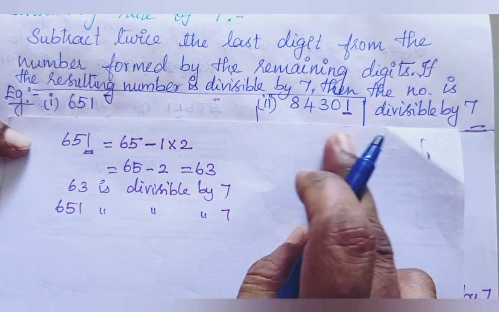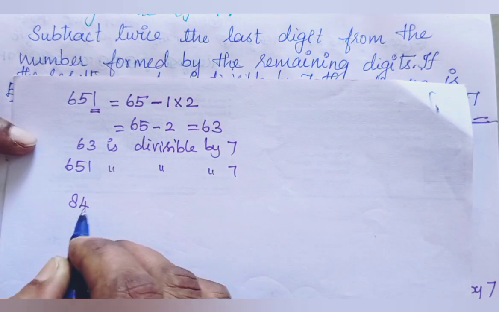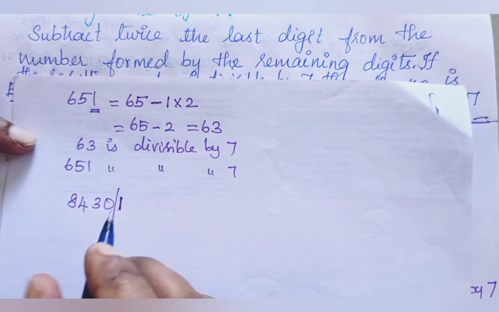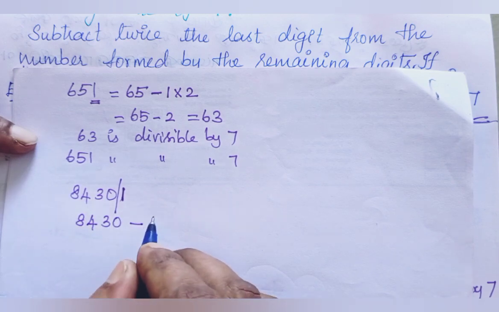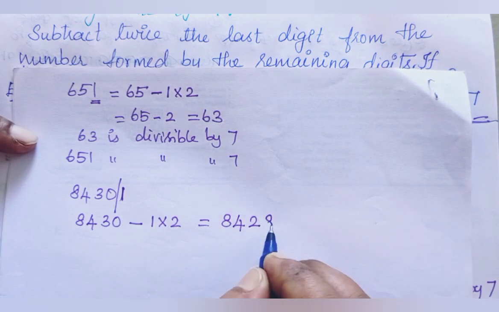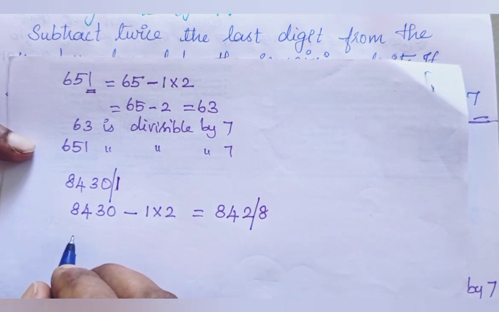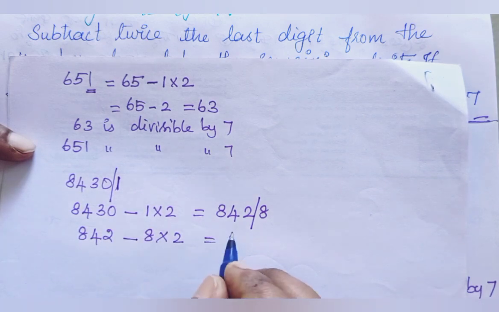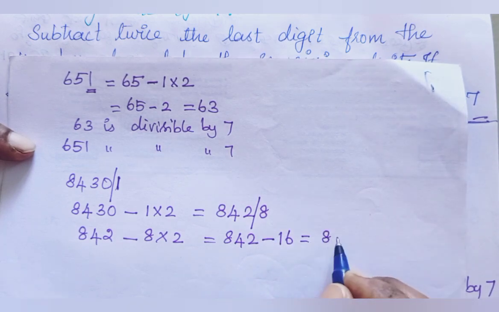Similarly, I am going to check this for 84,301. I am going to remove the units place of that number and multiply it by 2. So, the remaining digits are 8,430 minus 1 into 2. I will get 8,428. Again, I am going to remove the units place of this number and multiply by 2. So, 842 minus 8 into 2. So, 842 minus 16, I will get 826.